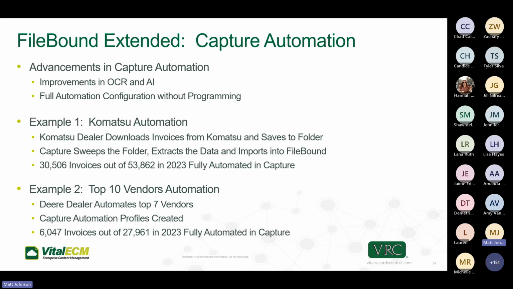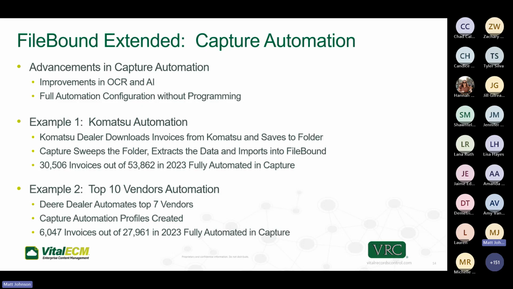But in their case, they had 53,000 invoices that they processed in 2023. Of those, 30,000 were the Komatsu invoices. So if you think about the amount of invoices they're utilizing capture for, they basically didn't have to touch 30,000 invoices in capture because we were able to automate that. Not everybody's as lucky when it comes to those percentages.